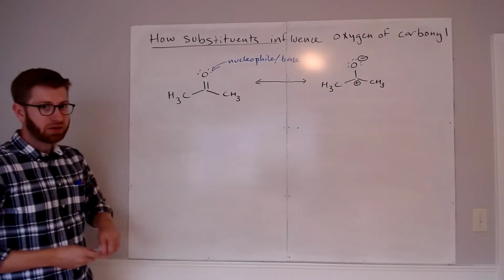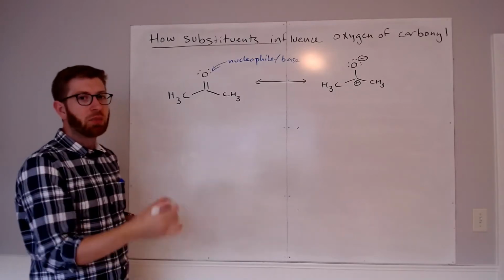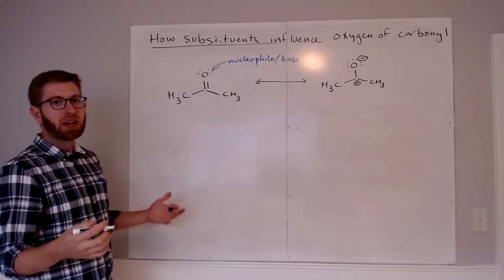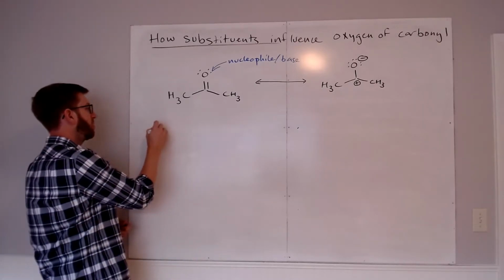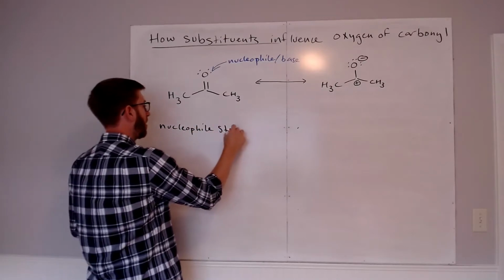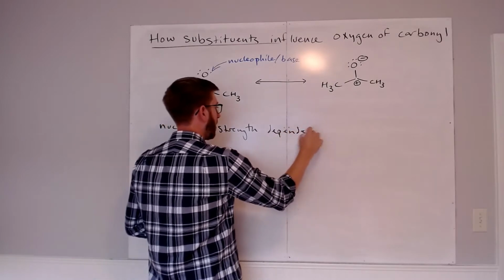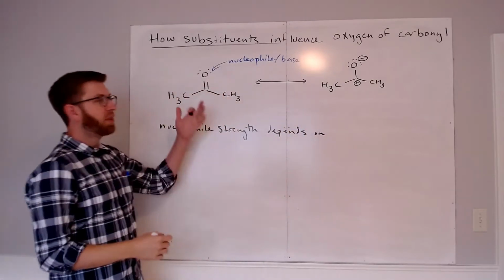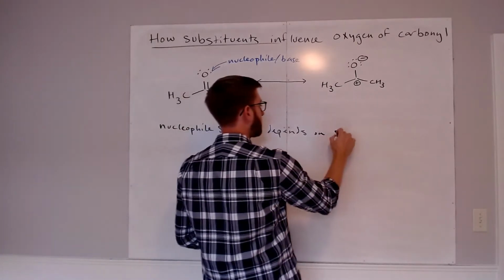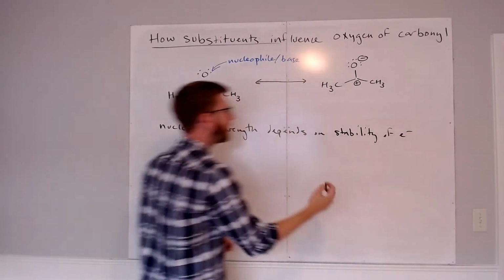So to get started here, what I'd like to do is actually assess what makes something a good or a bad nucleophile. We've already done this for bases. We did this back in Unit 2. So nucleophile strength depends on the stability of the electrons that would be used when you're acting like a nucleophile. Stability of electrons to be donated.